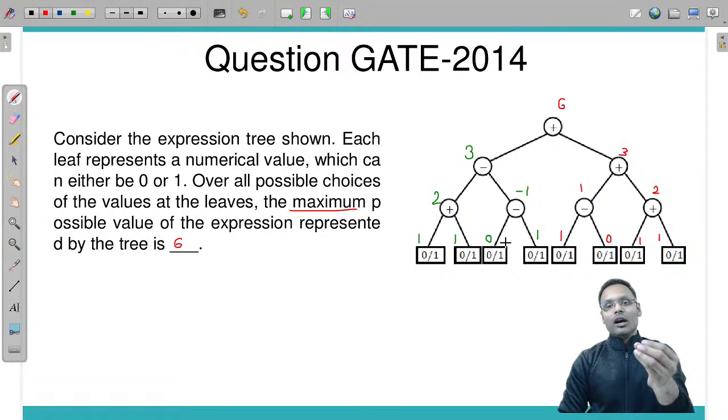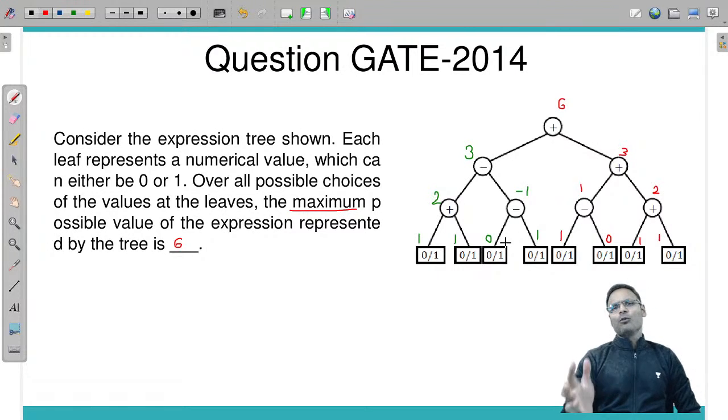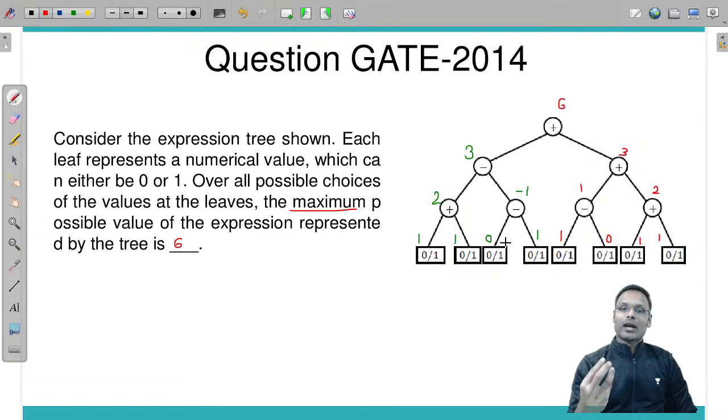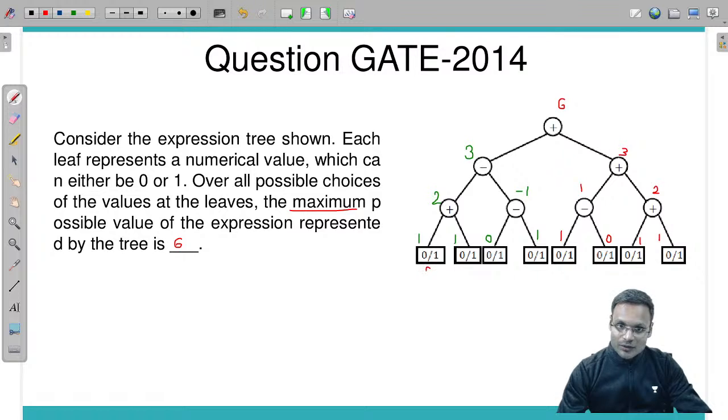You will be getting up to 5 or 4 values. Sometimes you may get up to 6, when only few people will get value 6. What I would like to have in such kind of scenario is, instead of leaves, you take some variables here. This leaf is variable A, this is variable B, this is variable C, D, E, F, G and H.